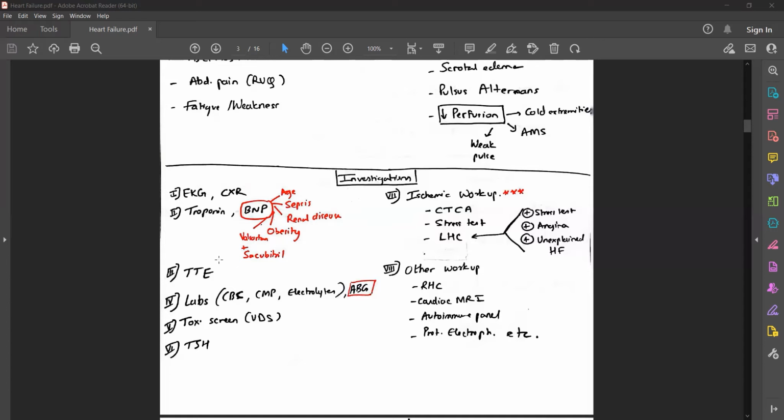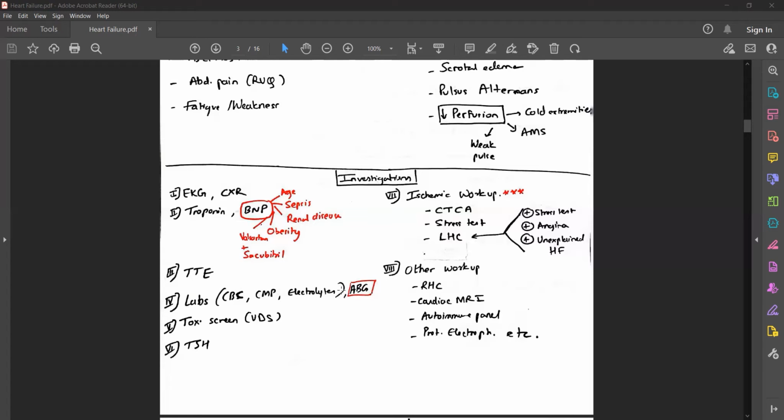Then transthoracic echocardiogram. First thing is transthoracic echocardiogram to look at the patient's wall motion, to look at the patient's valves to see if they have any structural heart disease. Then a basic set of labs: CBC, complete metabolic profile, electrolytes.